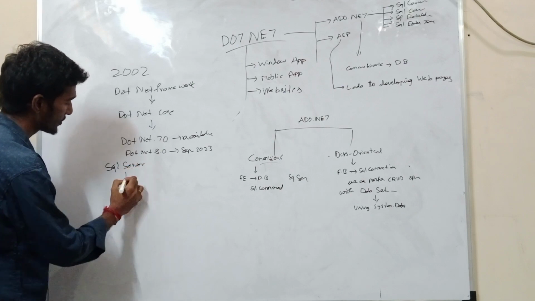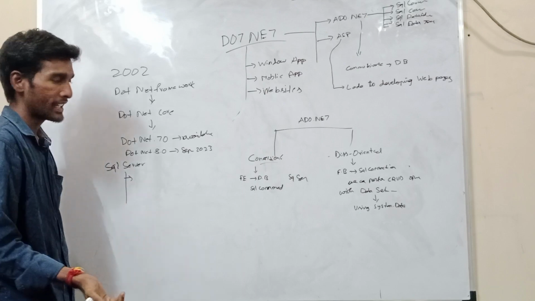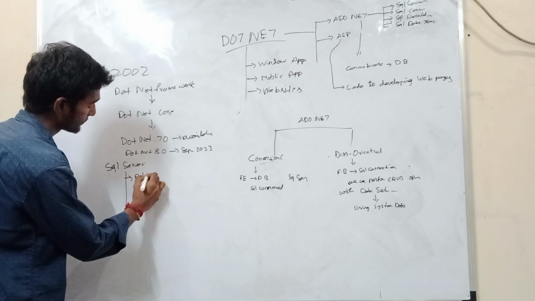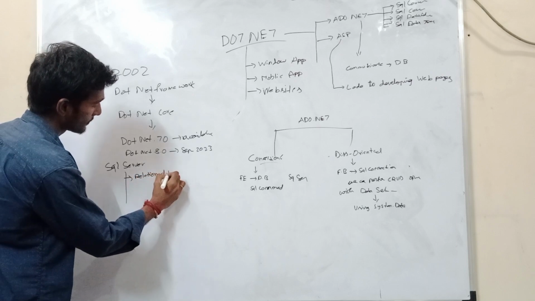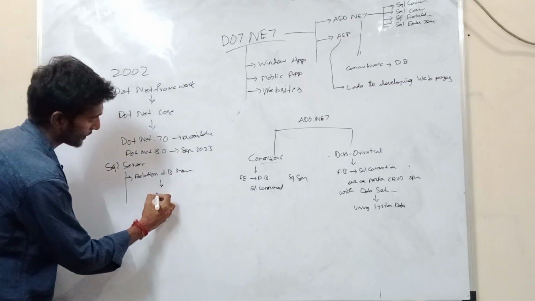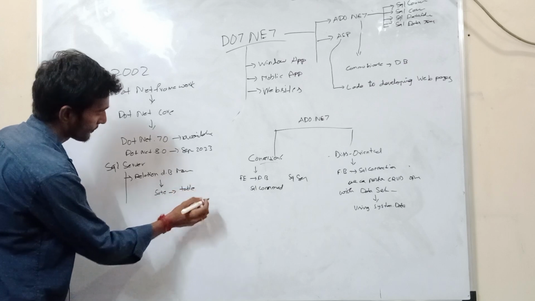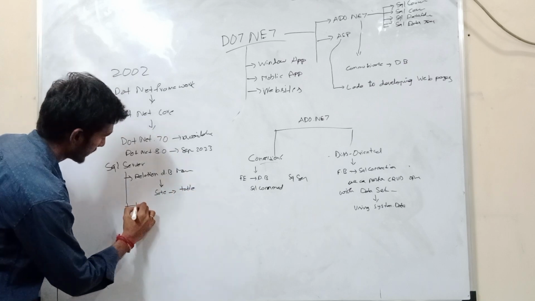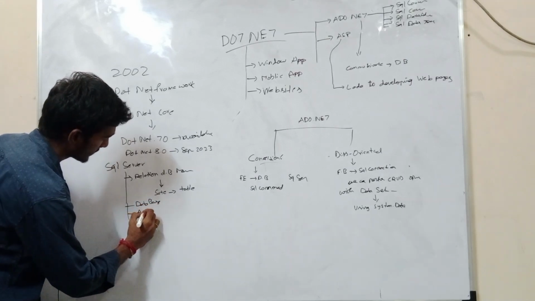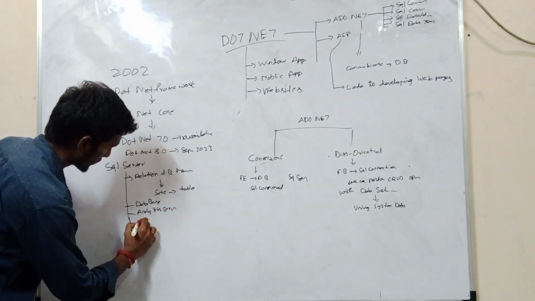SQL Server is mainly used to store data, and if you want to manage or retrieve the data, we will go for SQL Server. It is a relational database management system. Relational database means it stores the data in the form of tables. In that we have multiple types: database, analysis services, and reporting services.